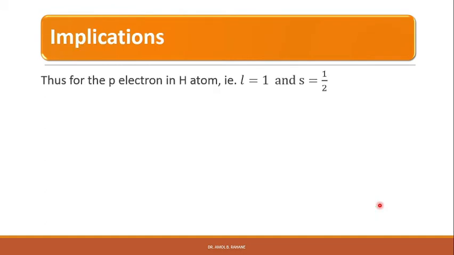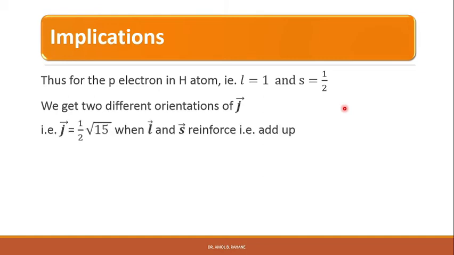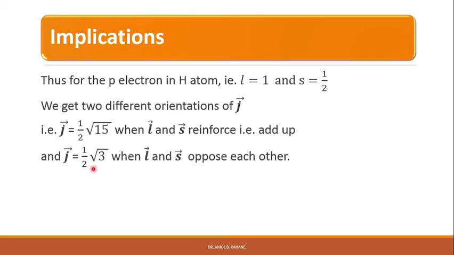Thus, for the p electron in the hydrogen atom, that is L is equal to 1 and S is equal to half, we get two different orientations of the J vector. The magnitude of J is 1 half root 15 when L and S reinforce, that is they add up, and 1 by 2 root 3 when the L vector and S vector oppose each other. Thus, the total momentum J has different magnitude in the two cases, and we get two different energy levels depending upon whether L and S reinforce or oppose each other.